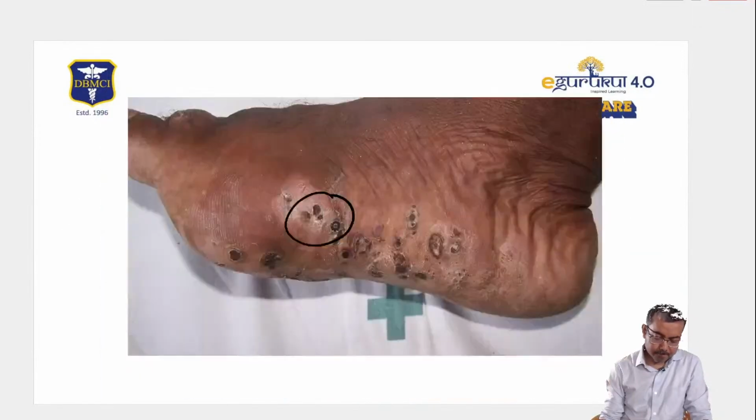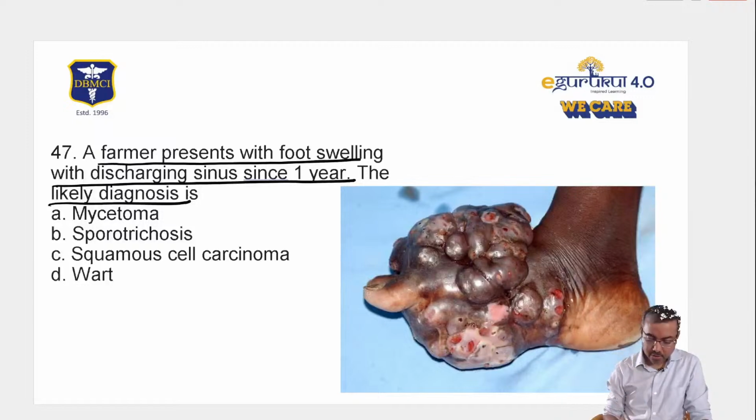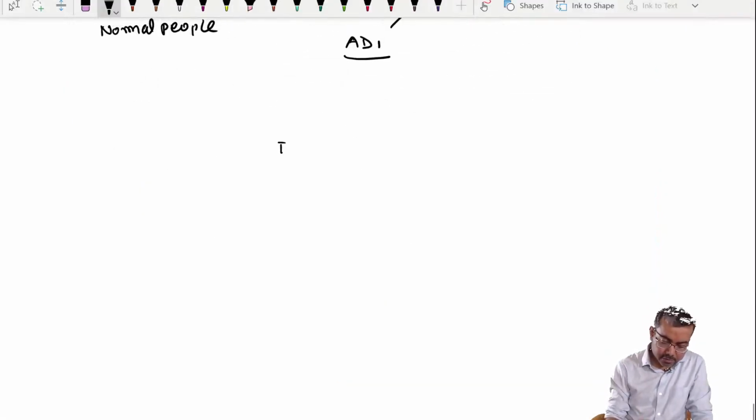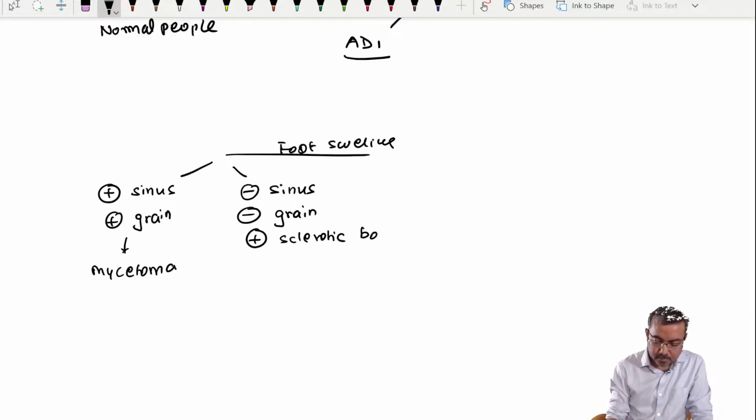Question 47. A farmer presents with foot swelling with a discharging sinus, likely diagnosis? Whenever you have a foot swelling, see how you go ahead. I'm going to make a chart for that. If the question says it has a sinus plus a grain, always mark it as mycetoma. Foot swelling without sinus and without a grain, but with a sclerotic body, mark it as chromoblastomycosis.